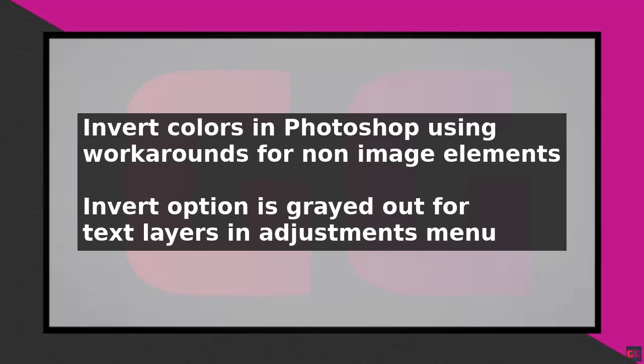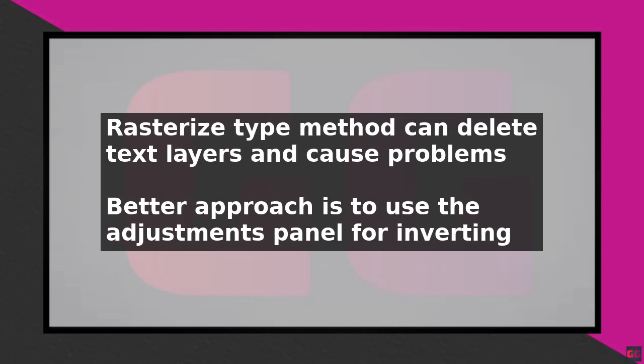To invert colors in Photoshop, particularly when working with text or other non-image elements, you can't simply press Ctrl and I, as this method typically only works for images. If you try to invert a text layer by going to Image, Adjustments, you'll find that the Invert option is grayed out. One workaround is to right-click on the text layer, select Rasterize Type, and then go to Image, Adjustments.